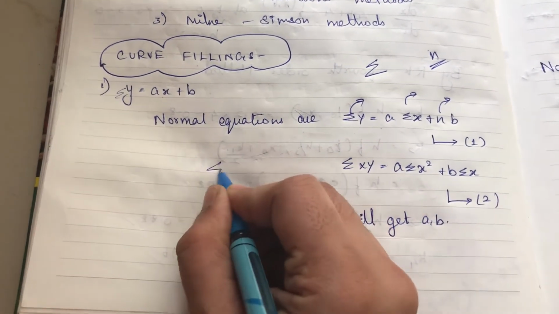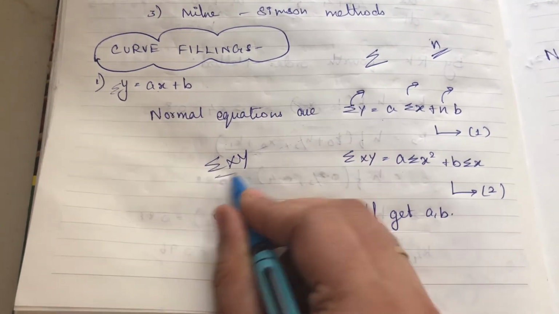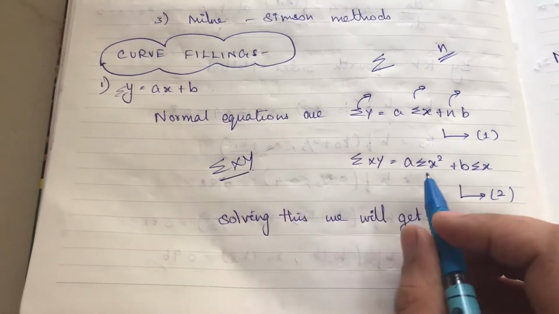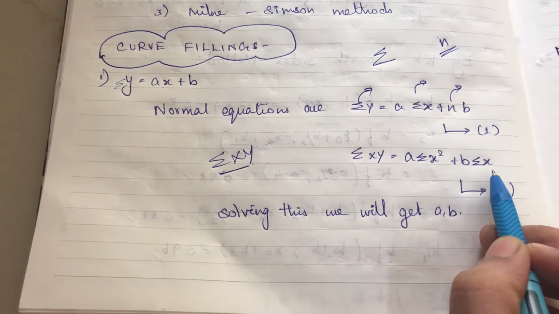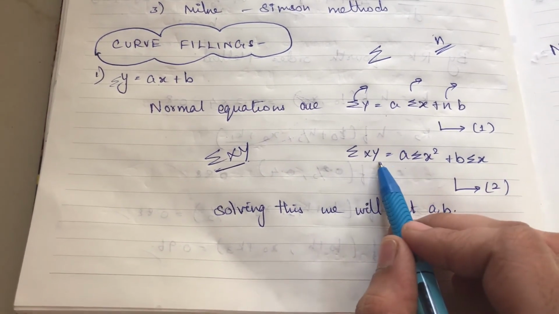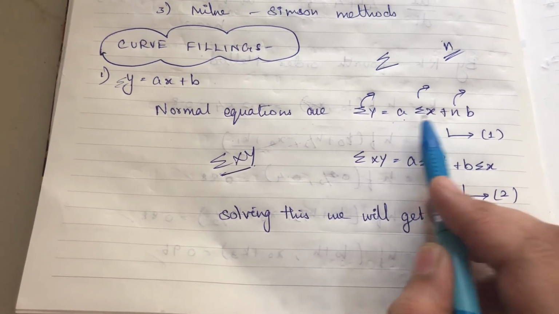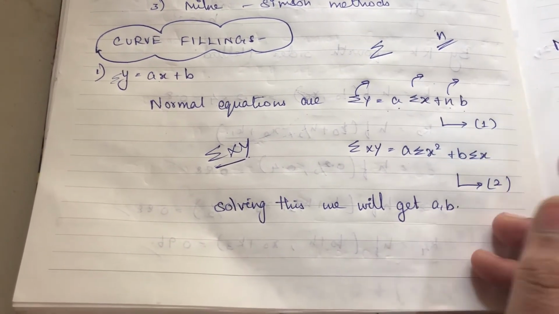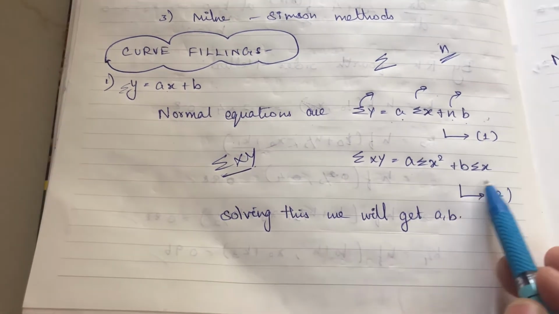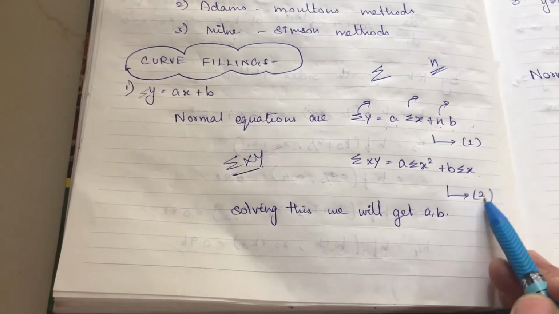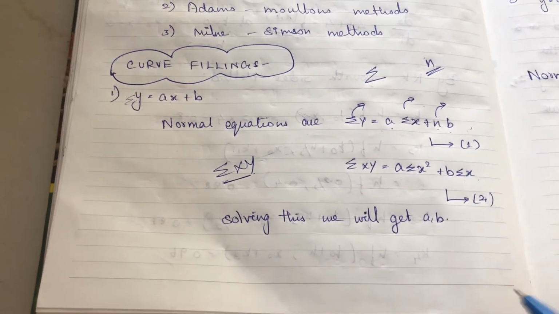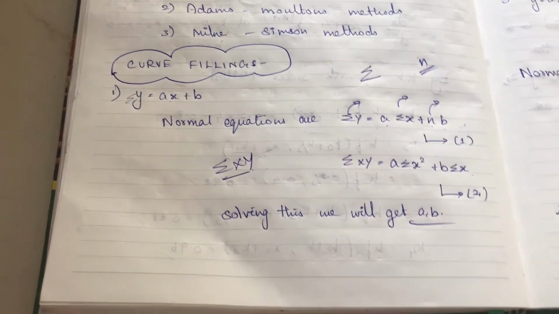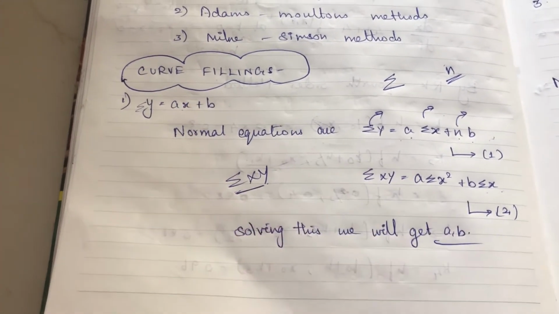If they have asked a summation of xy, it means we need to add the summation of x. Just multiply x in everything. So summation of xy is equal to a into summation of x square plus b into summation of x. So just replace this n with summation of x. So this is the second equation. From these two equations we can easily find the a, b values. So this is what curve fitting is.